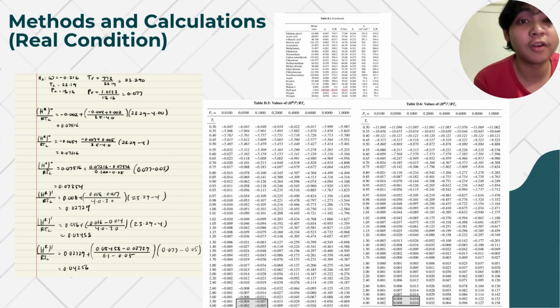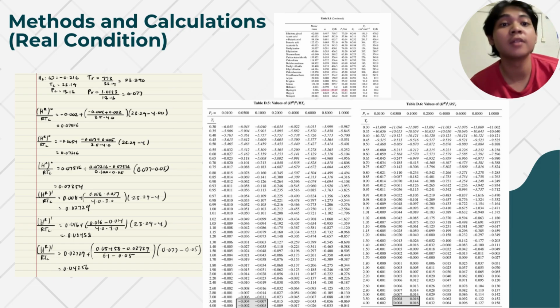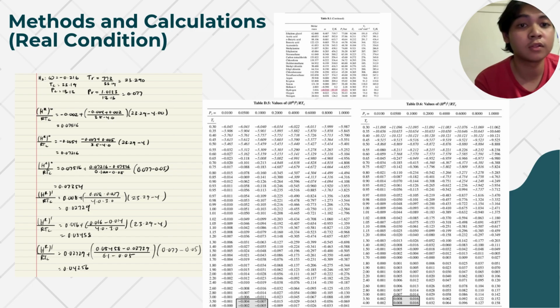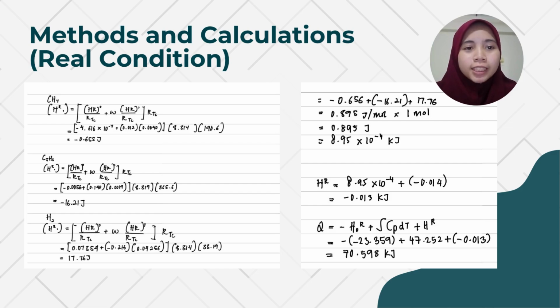Okay, and finally for hydrogen, we repeat the same steps as for methane and we get the value of HR0 over RTC equals 0.07354 and the value for HR1 over RTC is 0.04256. Now, I'm Hani Najia, and I will be presenting the last step for this presentation.